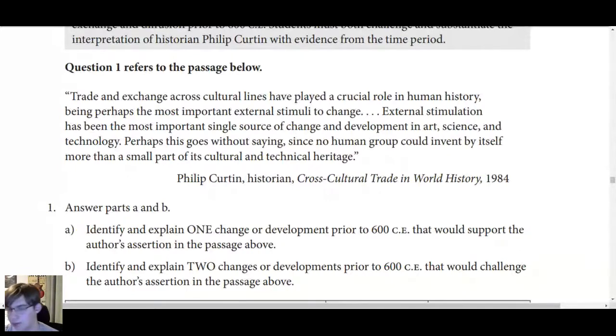Trade helps spread culture. Perfect. Trade is important. So what is a change that you could mention from periods 1 or 2 that would support the fact that trade was important? You could talk about culture. Exactly. Cross-cultural exchange. Beautiful. And then you could talk Silk Road as your example. Silk Road, spread of religions, and that would be your big thing.